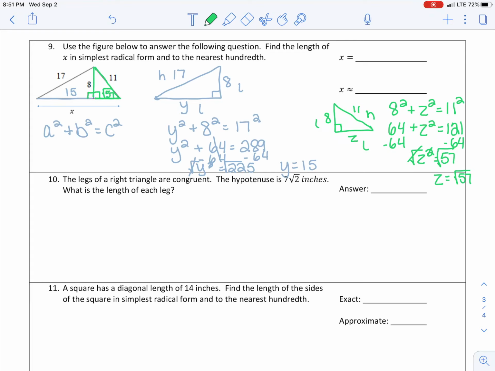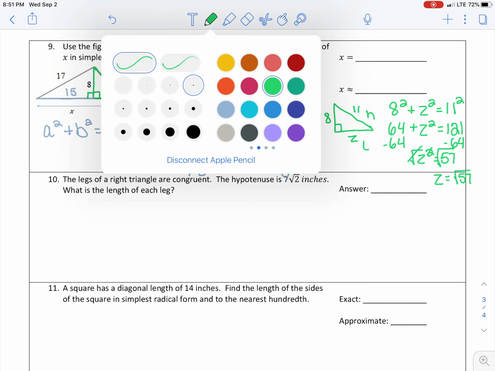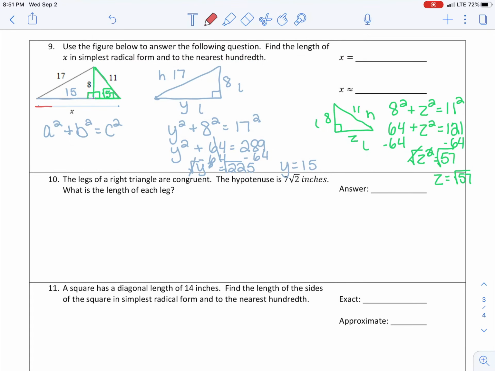So that means that this x, the entire length of x, is going to be the 15 and the root 57. So you would have to add those together. So we're going to say 15 plus the square root of 57. Okay, that's our exact value because we have a radical in there.